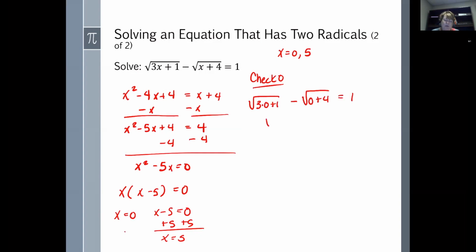Well, what do I have? The square root of 1 minus the square root of 4 equals 1. Well, no, it doesn't. So that's 1 minus 2. That does not equal 1. So 0 is not a solution. So that is a solution we introduce by squaring both sides. So let's check 5.